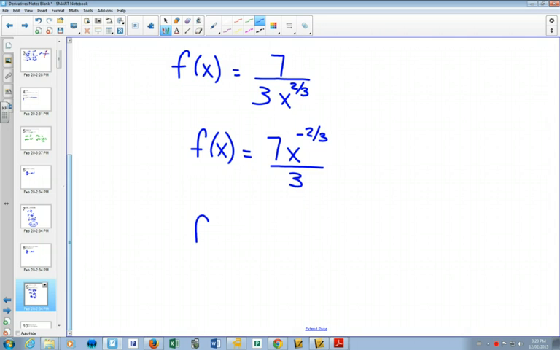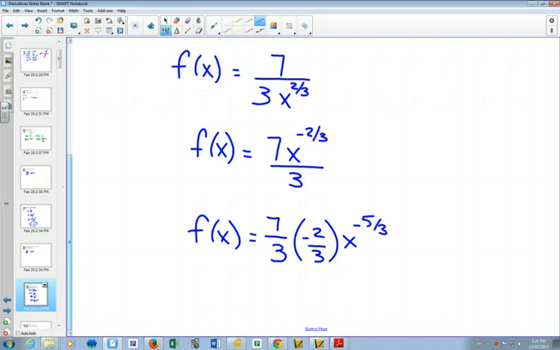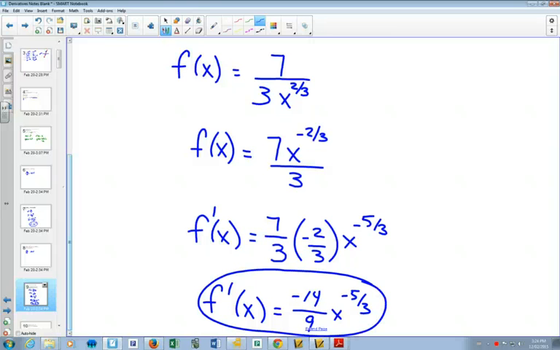Now when that negative 2/3 comes out in front, and I'm just going to write that like that, sort of using that constant definition, and I subtract 1 from my exponent, I'll get negative 5/3. Again, many of you will be able to directly go to multiplying that fraction of negative 2/3 times the 7/3, forgot the prime sign, and get negative 14/9 x to the negative 5/3.